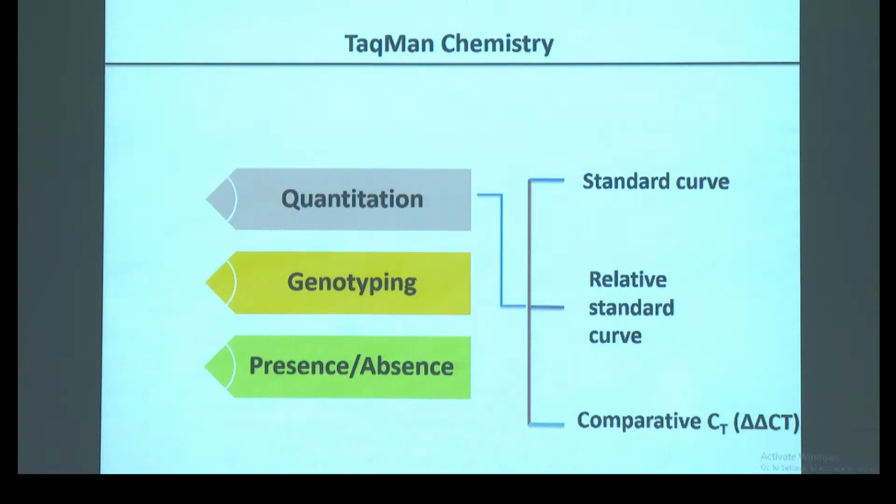In genotyping you have to use two probes. One is targeting the wild type, one is targeting the mutant type. If it is mutant, you will get fluorescence in the mutant probe; if it is wild, you will get fluorescence in the wild probe. Both probes go in the same reaction. If it is in heterozygous condition, both probes will give fluorescence. The two fluorescences are at different wavelengths, and the machine will automatically record them. And for presence and absence, I have already quoted the COVID example.